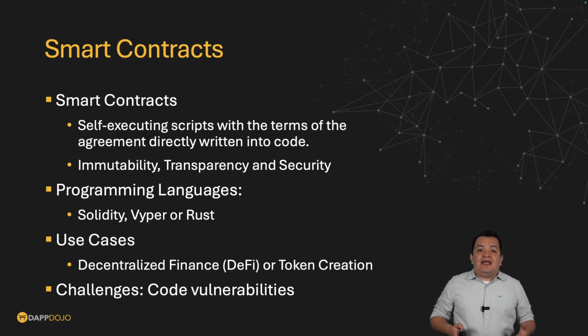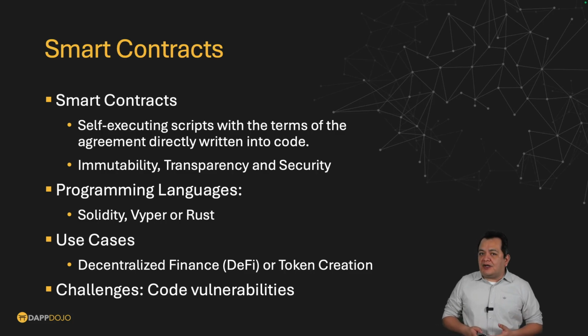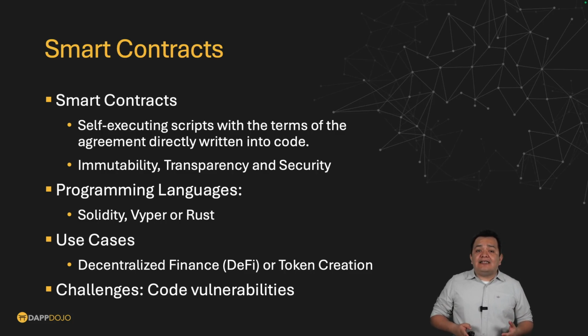The main programming languages used to create smart contracts are Solidity, Viper, and Rust. Solidity is the most widely used programming language for developing smart contracts on the Ethereum blockchain. It is designed to be similar to JavaScript and is known for its simplicity and versatility in creating complex contract logic.